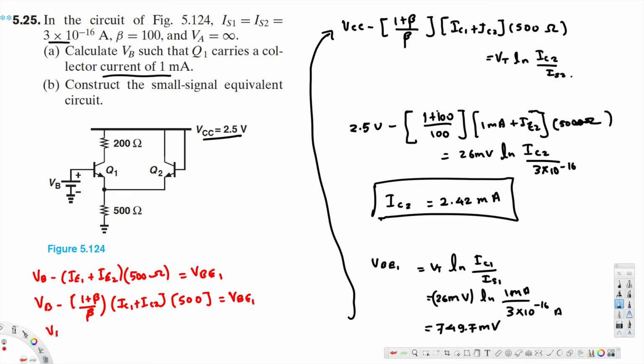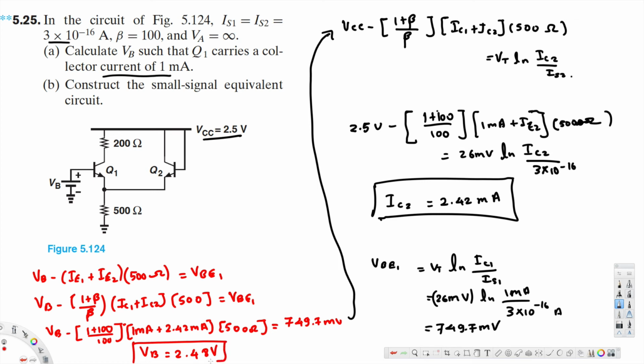Let's go ahead and plug in all the values. VB minus (1 plus 100) divided by 100 times (IC1, which is 1 milliampere, plus IC2, which is 2.42 milliampere) times 500 ohm is equal to VBE1, that is 749.7 millivolts. If you solve for VB, that gives us 2.48 volts. Okay, now we have solved for VB.